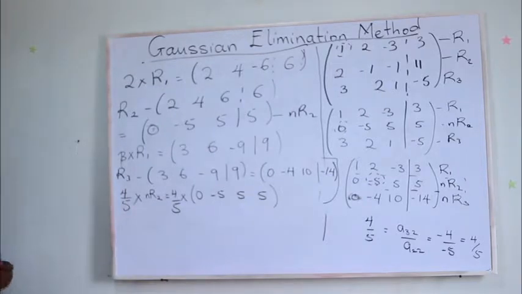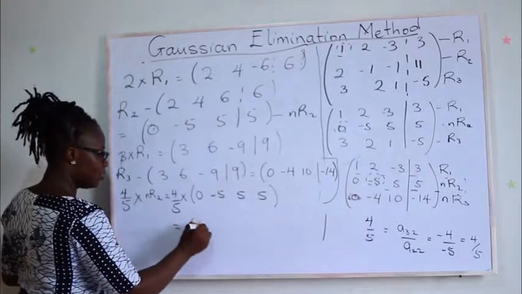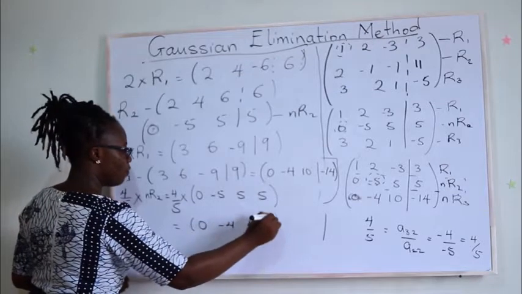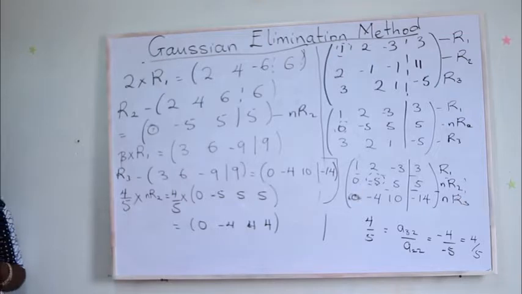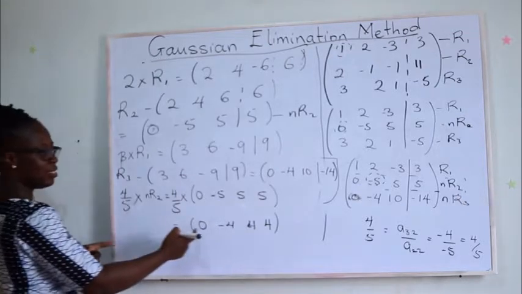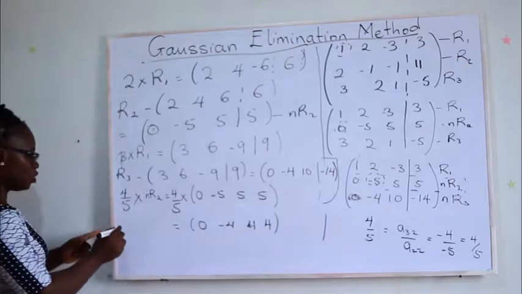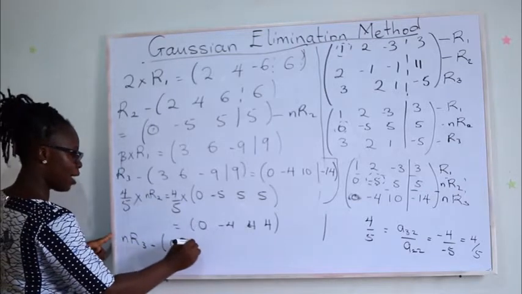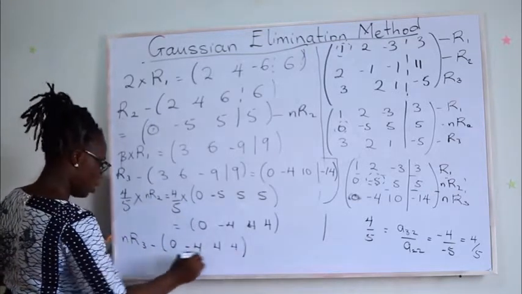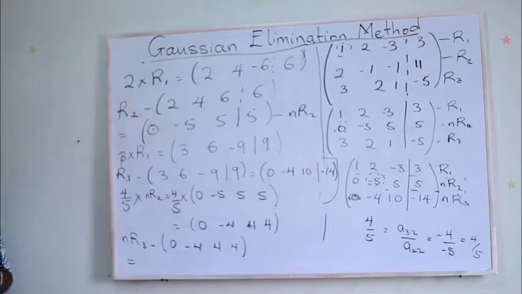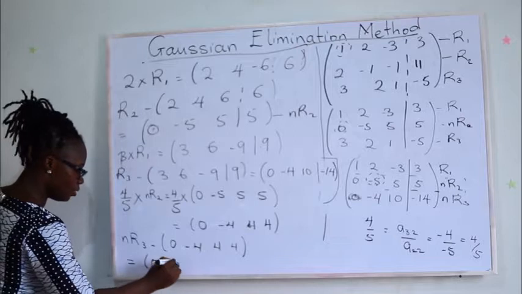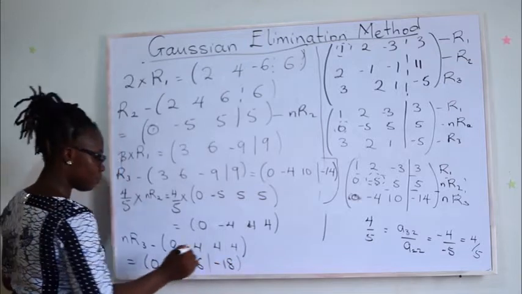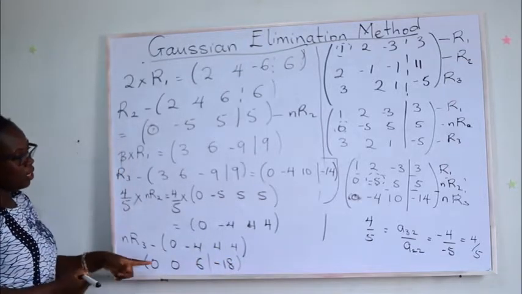If I multiply, what do I get? You realize that I get 0, minus 4, 4, and 4. Now, I can subtract this from my new row 3. So let's say my new row 3 minus 0, minus 4, 4, and 4. If you do the subtraction, what are you left with? We have 0, 0, 6, and minus 18. Okay.